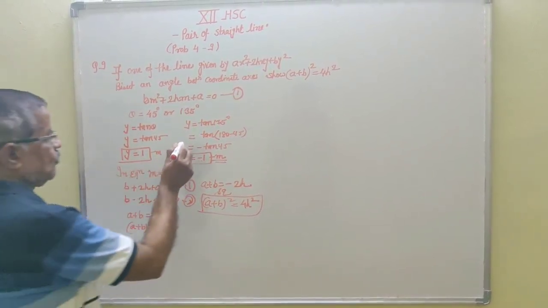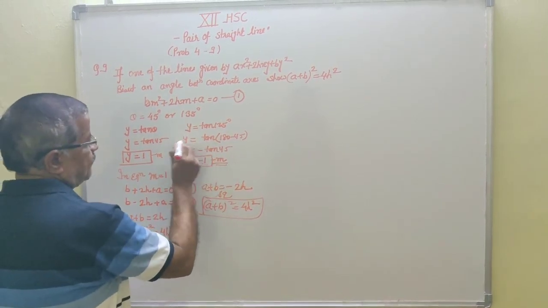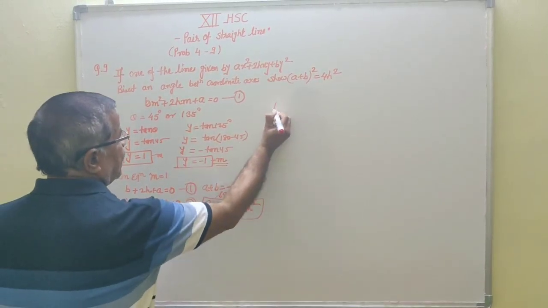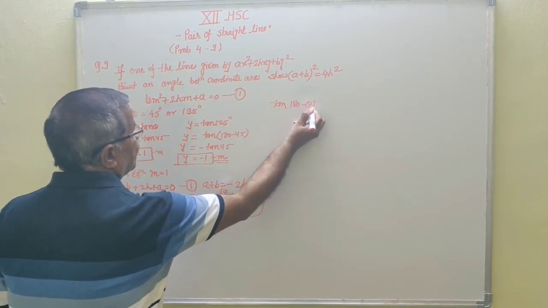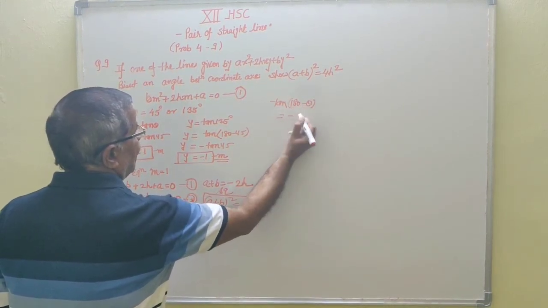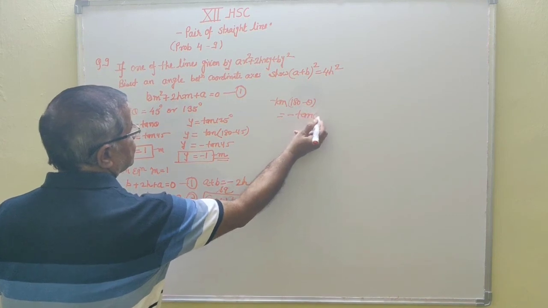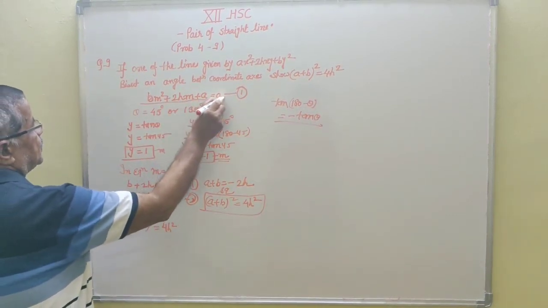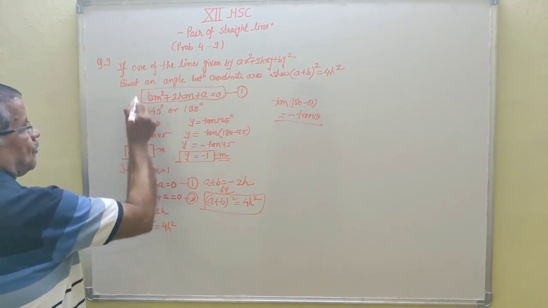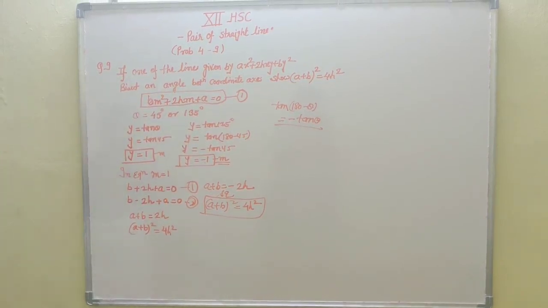You must know the formula tan(180 - theta) = -tan theta. This is an important concept, and you must know the auxiliary equation for this given homogeneous equation.